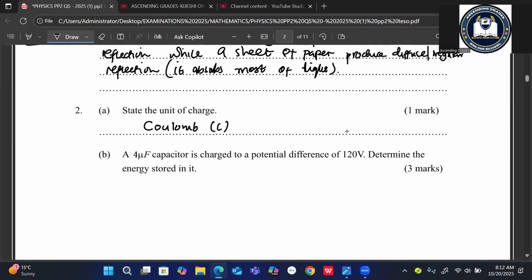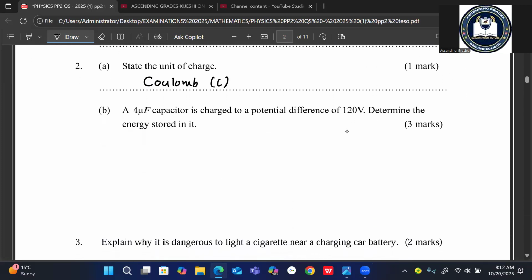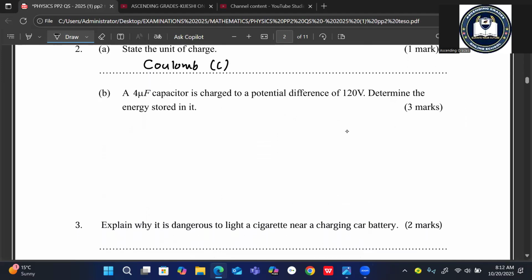A 4 microfarad capacitor is charged to a potential difference of 120 volts. Determine the energy stored in it. This is like the work done. In this case, the work or energy will be given by half CV squared.